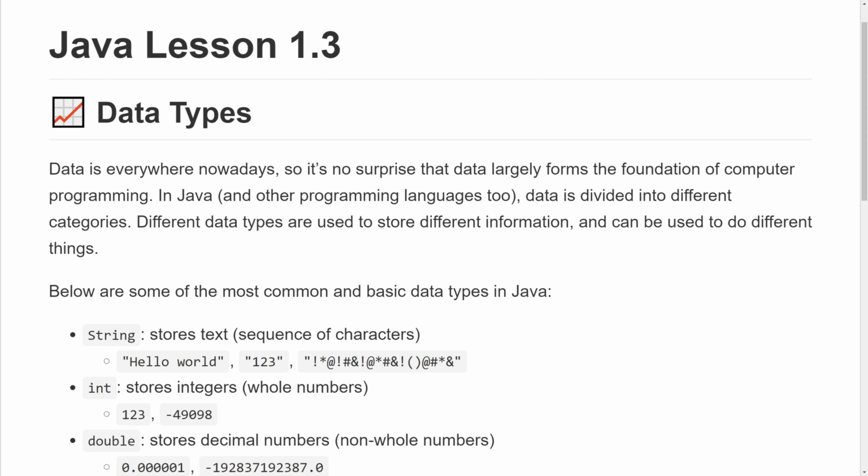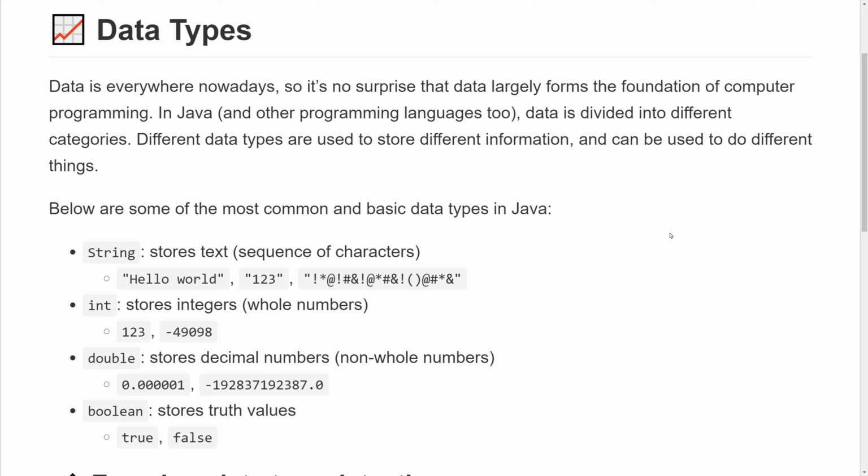In the world that we live in nowadays, data is everywhere, so it's no surprise that data largely forms the foundation of computer programming. In Java, as well as many other programming languages, data is divided into different categories. These are known as different data types. Different data types exist so that we can use them to store different information and use them to do different things. In this lesson, you will be introduced to some of the most basic and commonly used data types in Java.